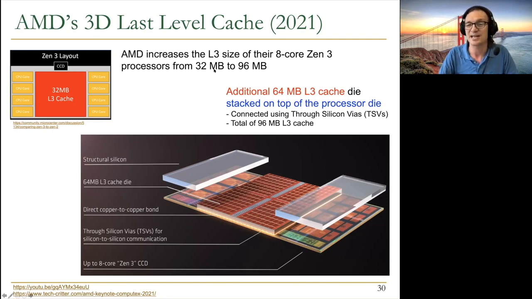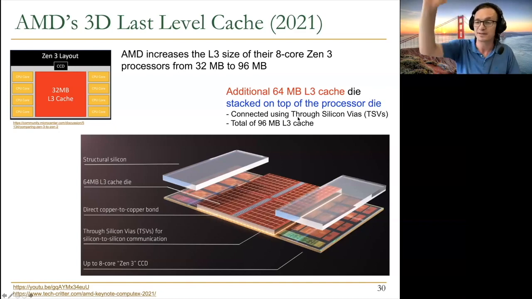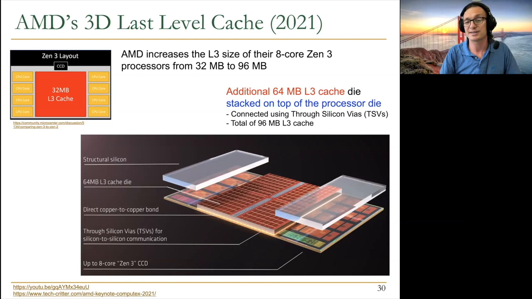So they increased the size from 32 megabytes to 96 megabytes. So they have an additional 64 megabyte L3 cache stacked on top of the processor die. And it's connected using through-silicon vias that go up 3-dimensional. And they get very high bandwidth also into this cache. Not as good as the cache that is on die, of course, but it's still quite good. But the capacity of your cache is very highly improved right now, as you can see. And this was introduced, I think, earlier this week.